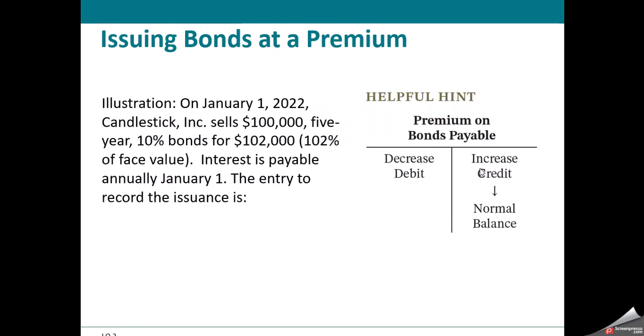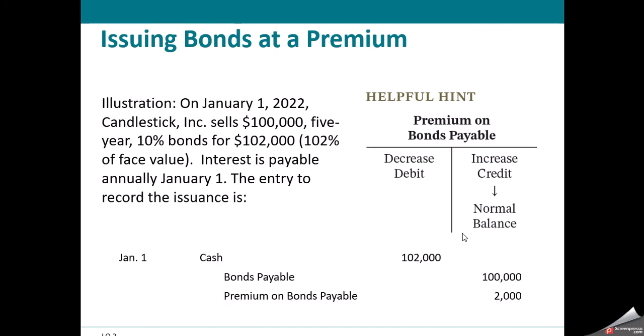Okay, then if it goes the other way, if they sell at 102%, they're selling at a premium. Everybody wants them, so they're going to be paying more for them. So now the premium on bonds payable is a credit balance. Our entry is we get the cash, $102,000. We set up the bonds payable at the face value of $100,000. Again, what we need to make this entry balance is a $2,000 credit to premium on bonds payable.